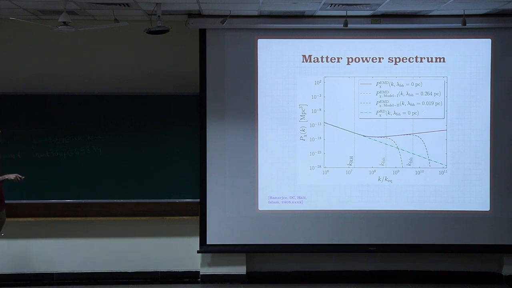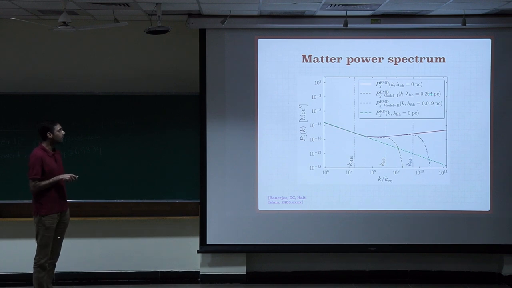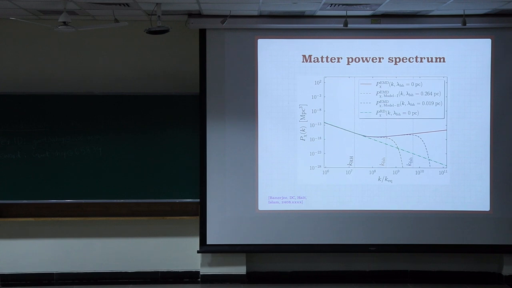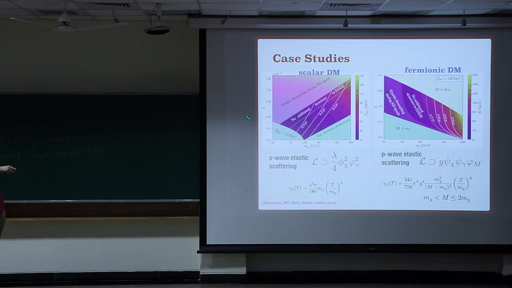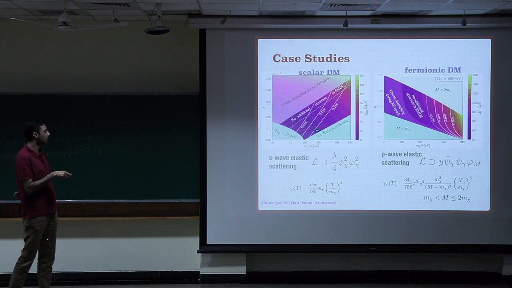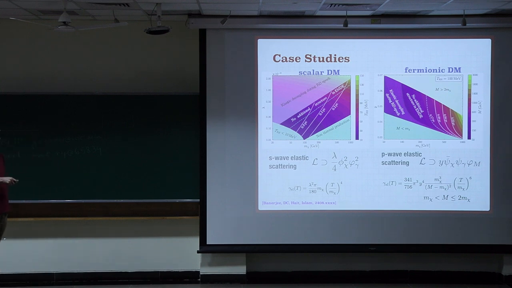And this basically comes from these two simple models. As you can see, the free streaming lengths are different, not equal to 0. And this finally takes us to a plane of, for example, S-wave scattering for a scalar dark matter, in the scattering coupling versus mass parameter space, where one can find out where there will be more structures in the dark matter halos as compared to the standard radiation picture.